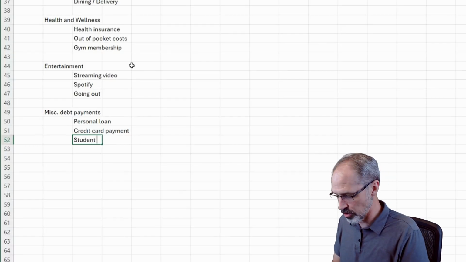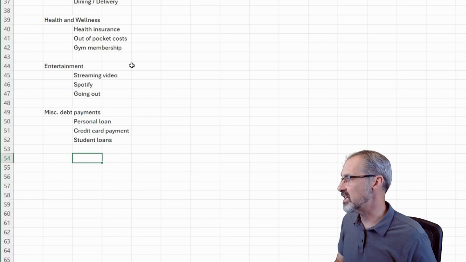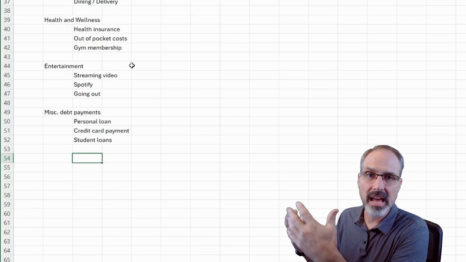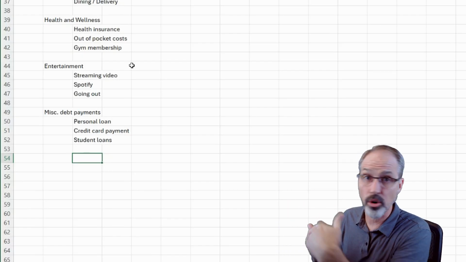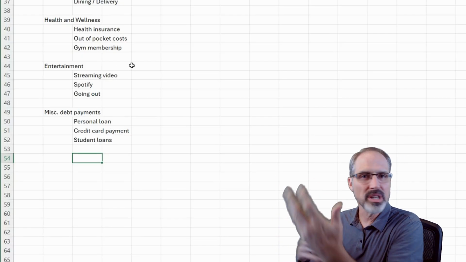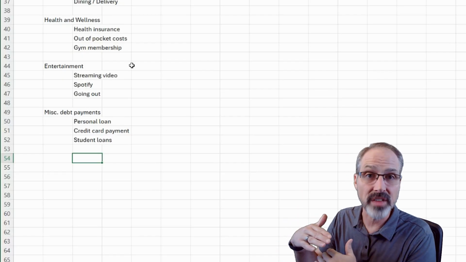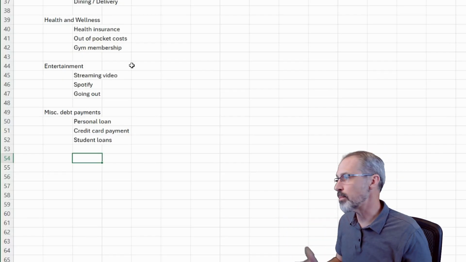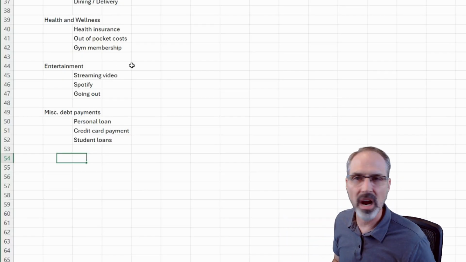You can also have things like student loans and that sort of thing. You get the idea. You notice that we have some debt in other places like the mortgage or a car payment, and we're doing that on purpose. You could put all of that into debt if you wanted to. It's just about what feels right to you.